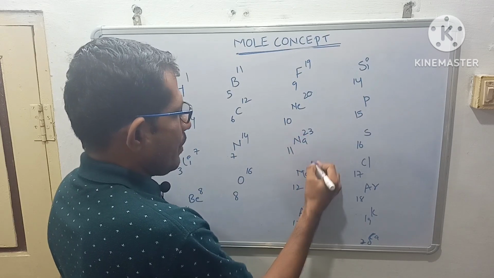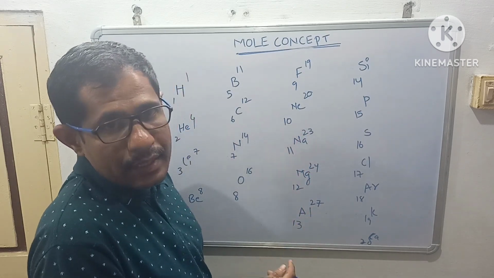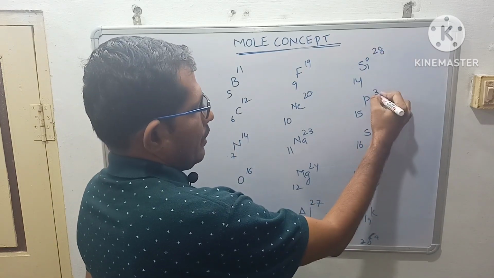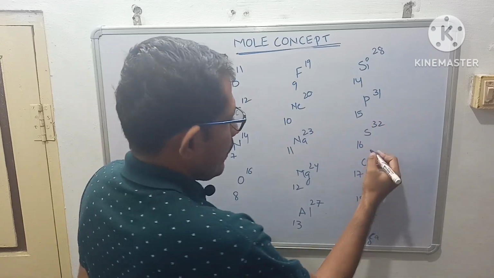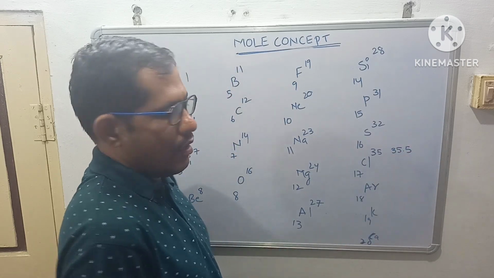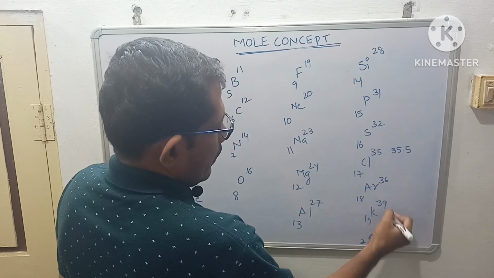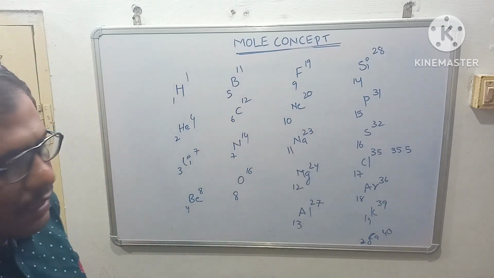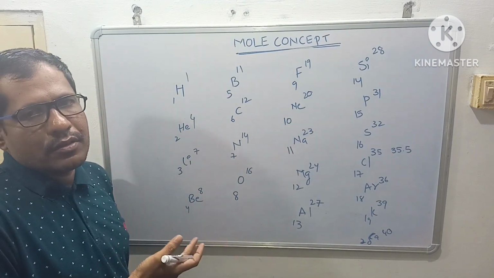Sodium 23. Magnesium 24. Aluminum 27. Silicon 28. Phosphorus 31. Sulfur 32. Chlorine 35, generally used to write 35.5. Next, argon 36. Potassium 39. Calcium 40. Right. So I request you, students, to take a screenshot of it. From this we are going to calculate the molar mass of compounds.